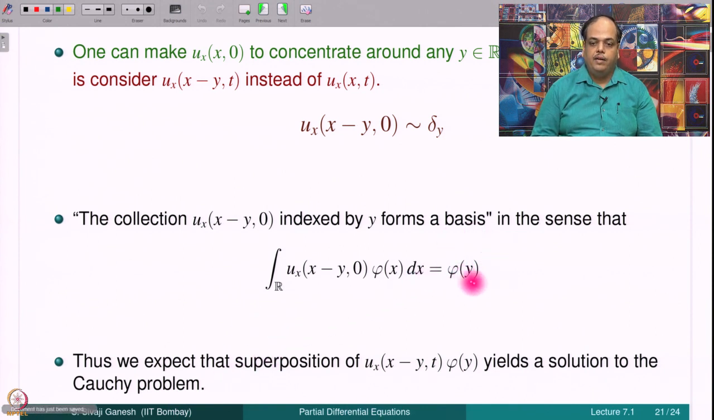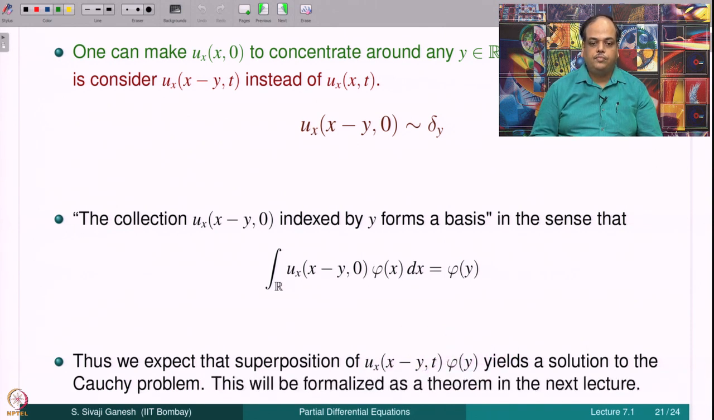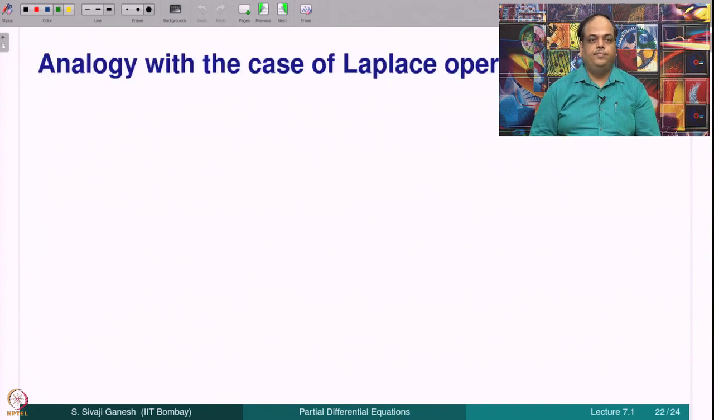If I can get my phi of y using u_x(x minus y, 0), I hope that I can get my u(x,t) with phi as the initial data using u_x(x minus y, t). That is a hope we have. This will be formalized as a theorem in the next lecture.